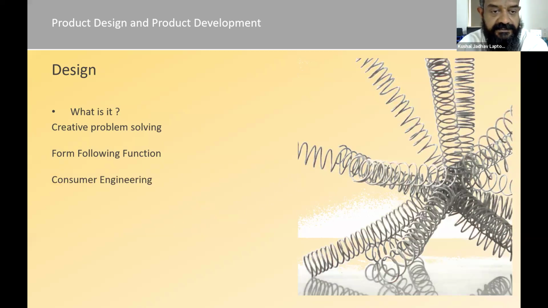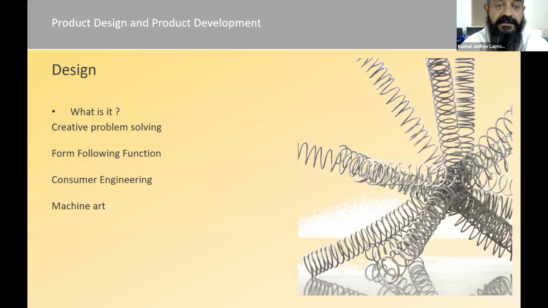Third definition is consumer engineering. So this actually defines where the design is involved. It is purely based on the consumer, the user, or the customer. Okay. So the technology understanding, the materials understanding, the implementation understanding is all in the application phase.